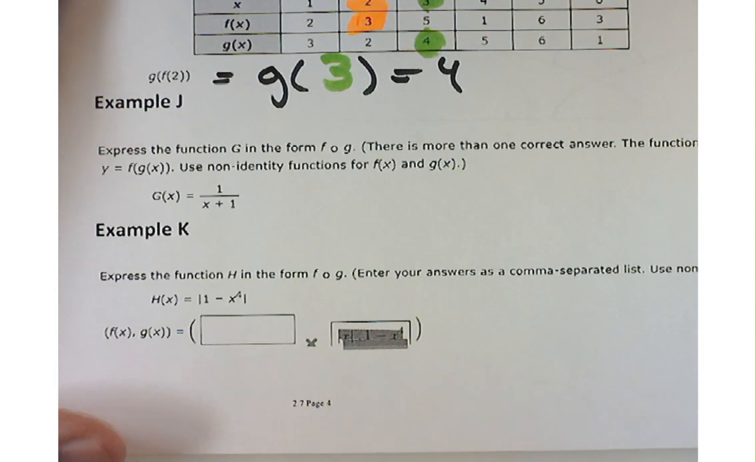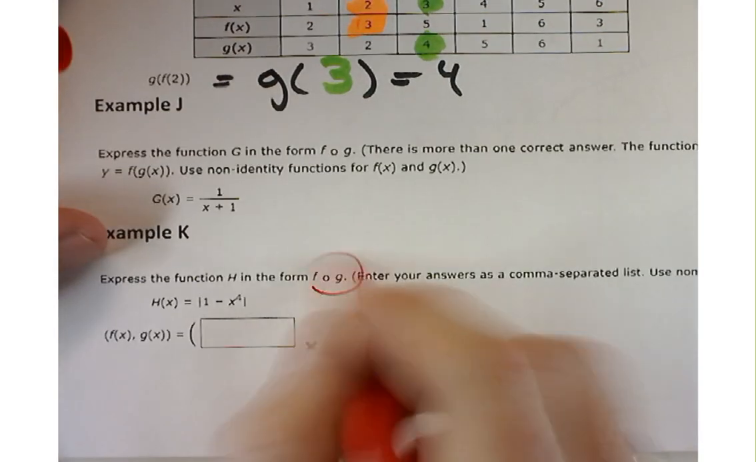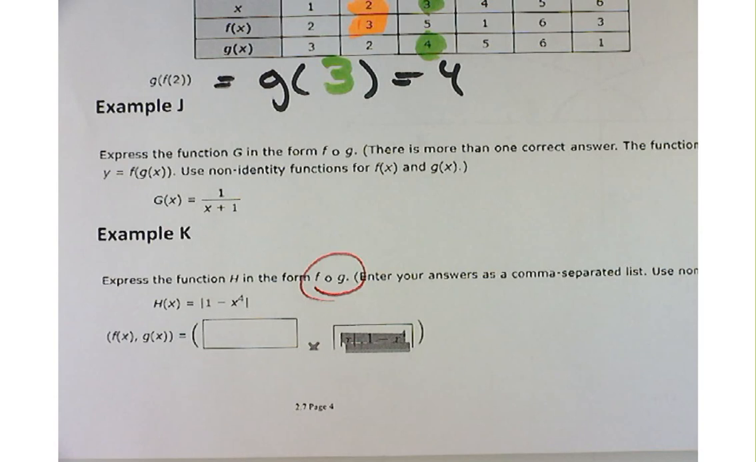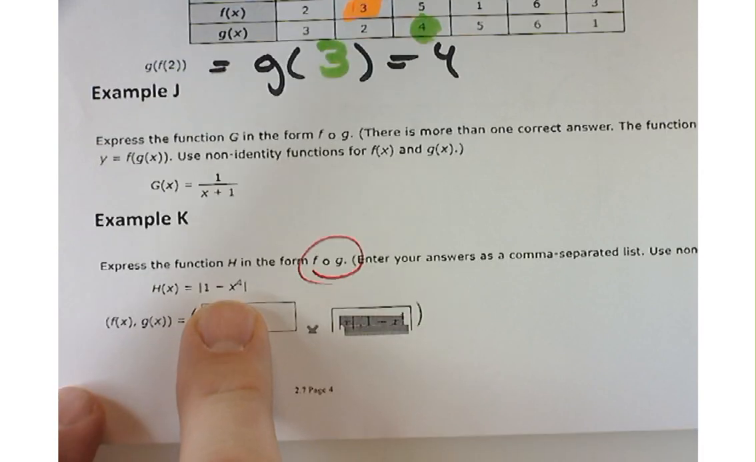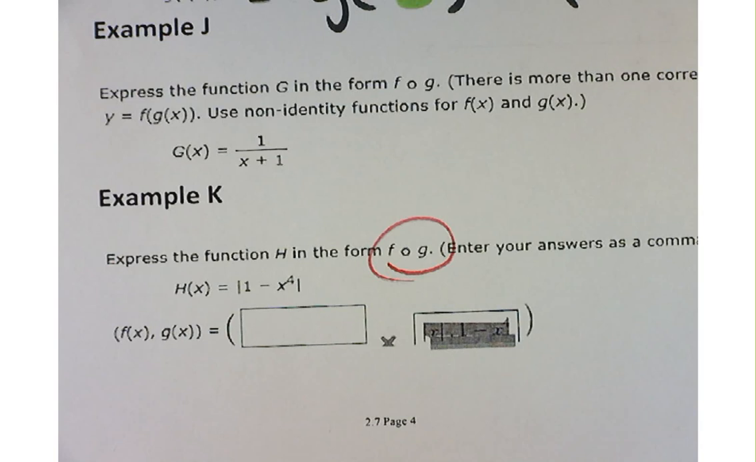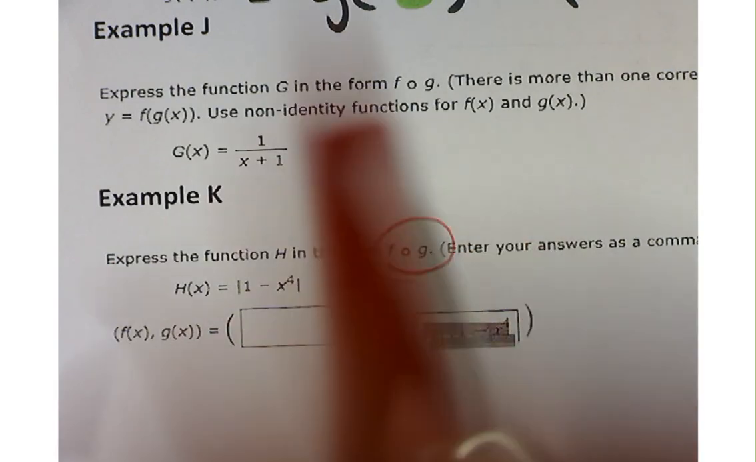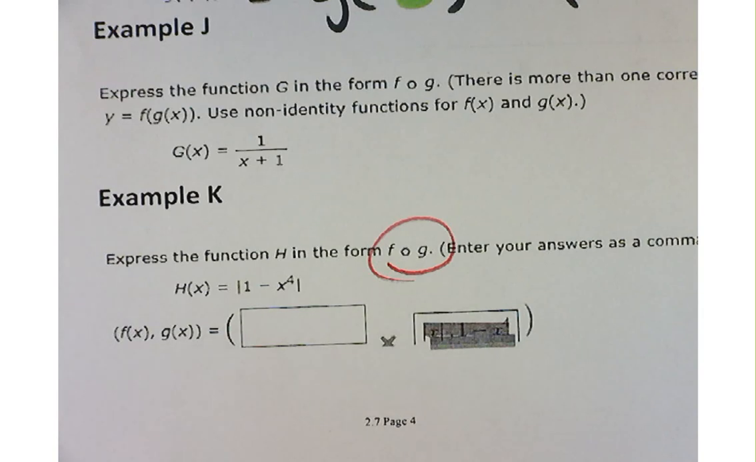So let me start with example K here. What they want you to do is come up with two functions so that when you put them together, when you form f composed with g, you get this new function h of x. Now personally, when I look at this, I see two things. When you look at h of x, what's the first part of this function that you see? The absolute value. That's kind of your outside function.